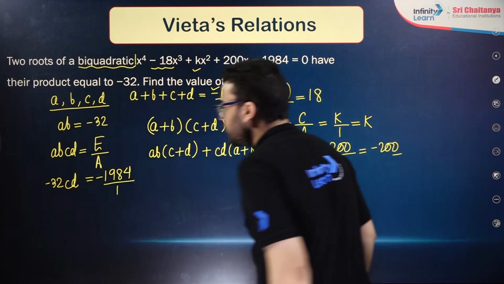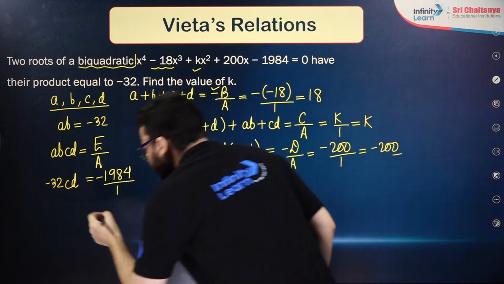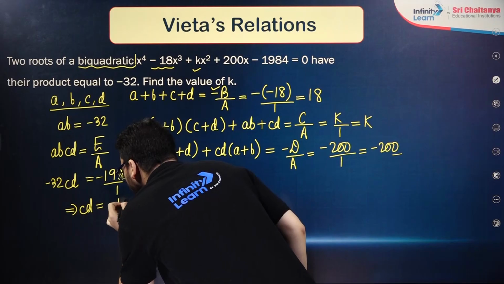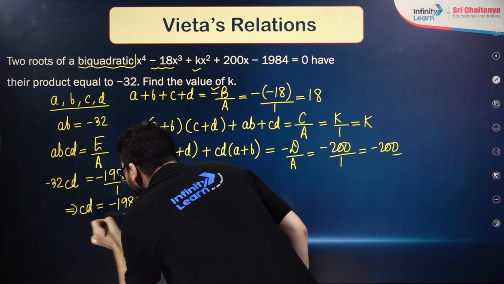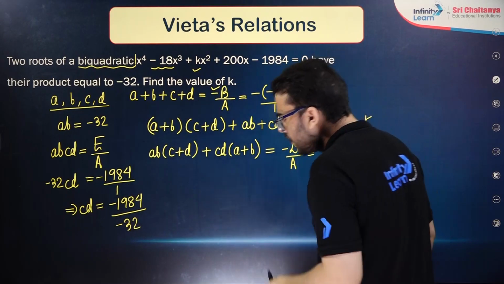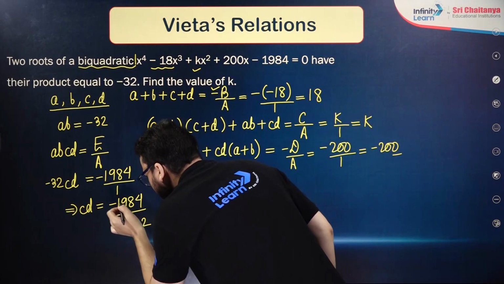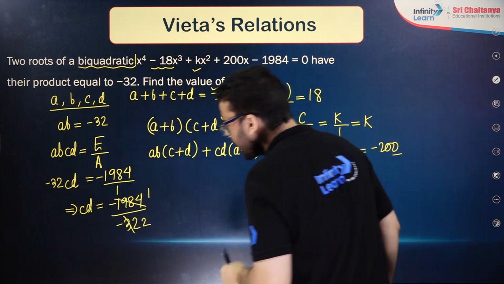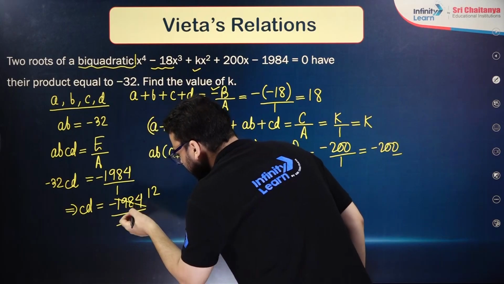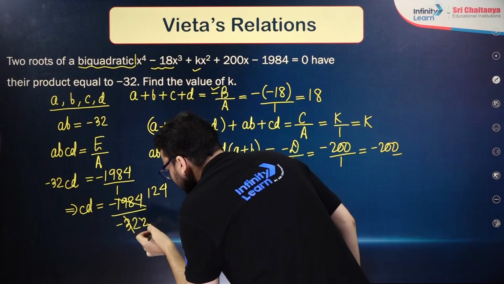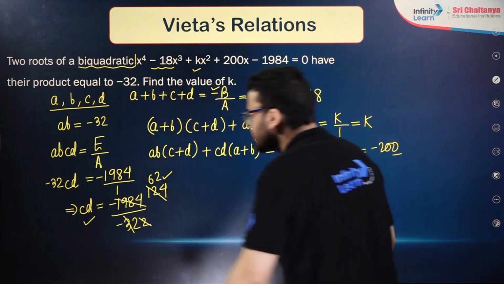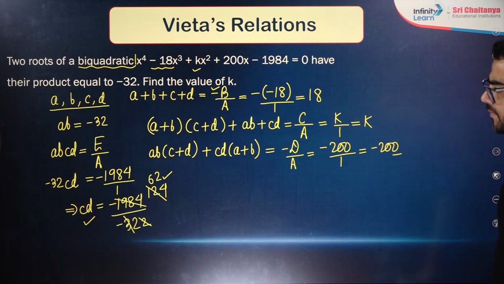Then you have got CD over here, right? Now let's find CD from this, guys. CD is equal to minus 1984 upon minus 32. Now let's simplify what we are getting. 16 2s are 32, 16 1s are 16, and then this thing, you are getting 62. It means CD is coming out to be 62 over here, right?